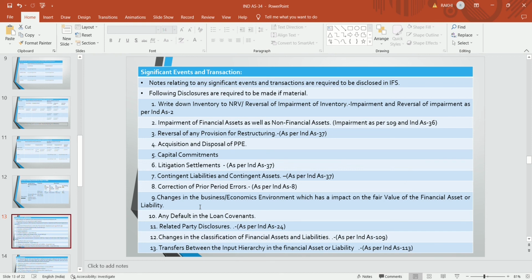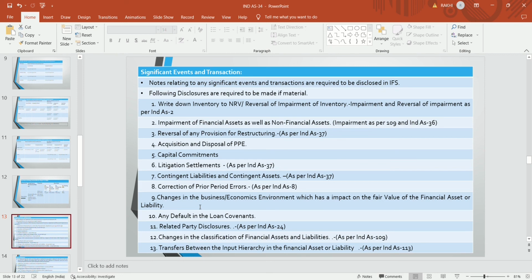Reversal of any provision for restructuring. Restructuring is important. If during that quarter any restructuring takes place, and reversal of any provisions for restructuring takes place as per Ind AS 37, then they are required to disclose it. If any acquisition and disposal of PPE takes place during the interim period, then that is also required to be disclosed.